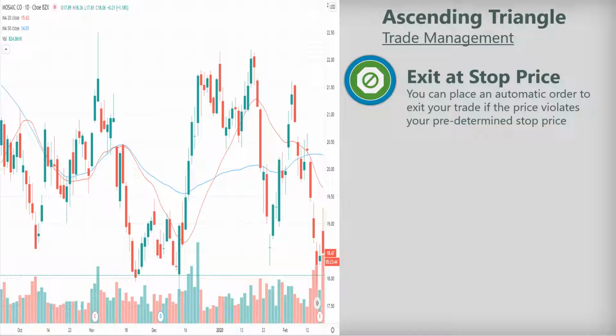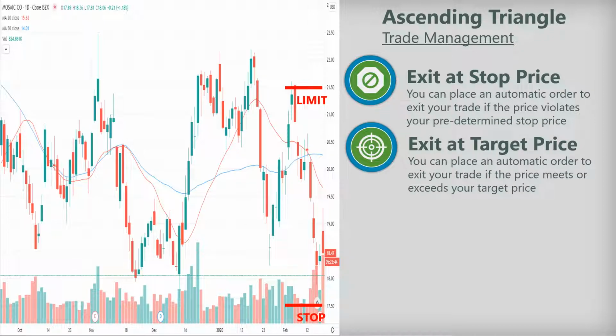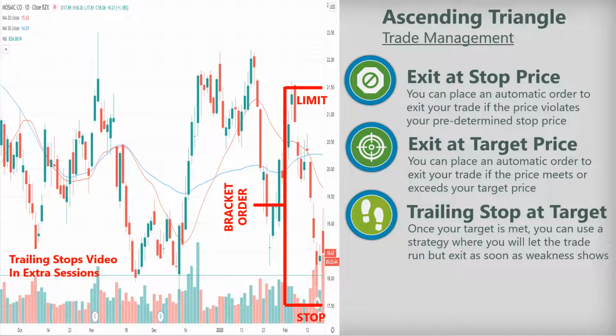So let's take a look at it. Here is our protective stop down here. We've got our limit, which is our take profit order, at the 21.5. Remember, folks, you can bracket order this. We will have a lab, like we always do, and I will set this order up exactly for you on either Thinkorswim or Interactive Brokers or both. We'll see.